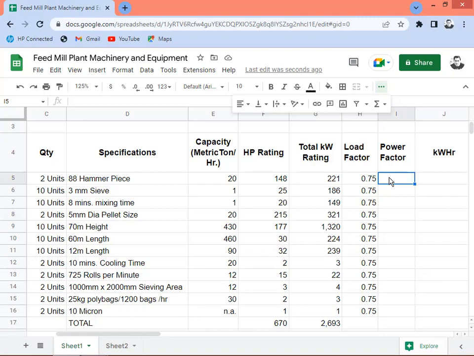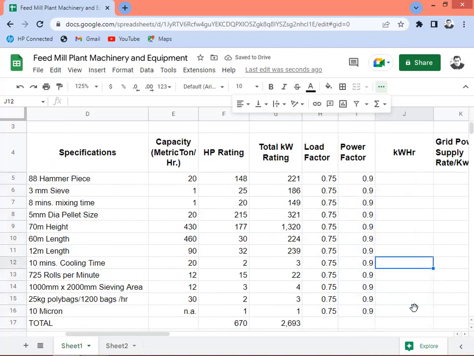And then the power factor is almost the same, but the power factor is actually the actual power usage of the electrical motors from the maximum potential or available power or energy. I would put the power factor as 90%. In some operations it could be 80%, it could be 85%, but in my case, just for the sake of this exercise, I'm putting 90% as my power factor.